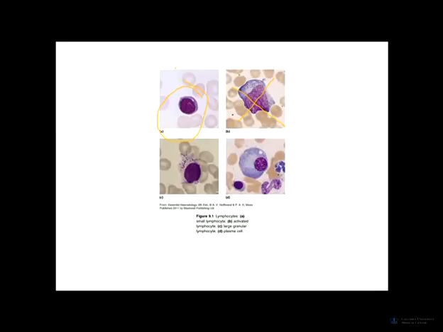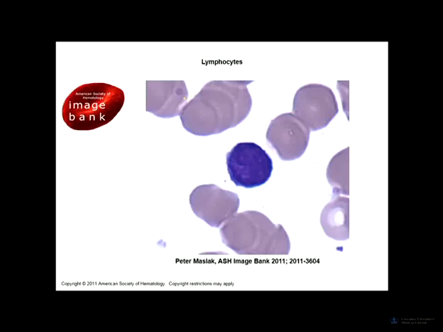But this is what you'll mainly be tested on now. It's small, it's got a circular nucleus, very pyknotic DNA. Purple cytoplasm, circular nucleus, circular shape.